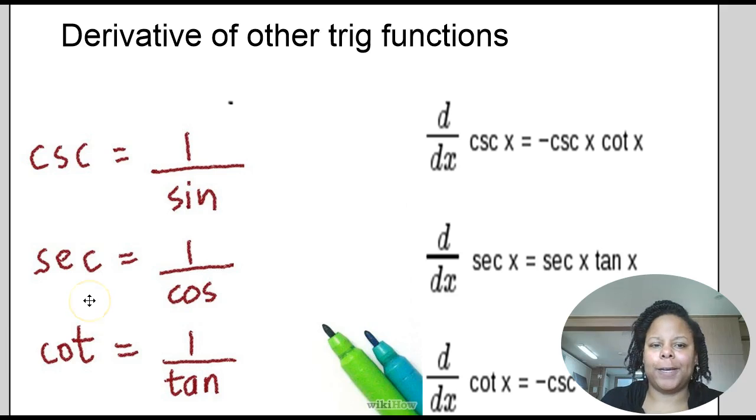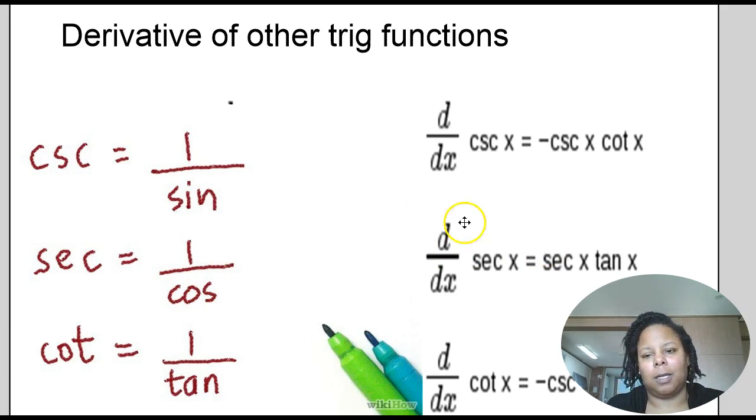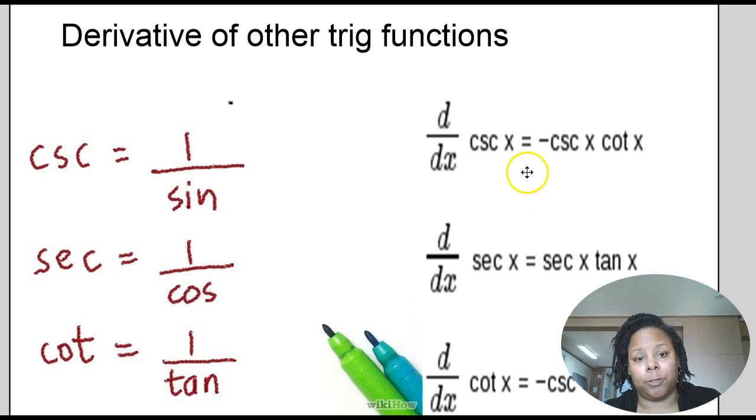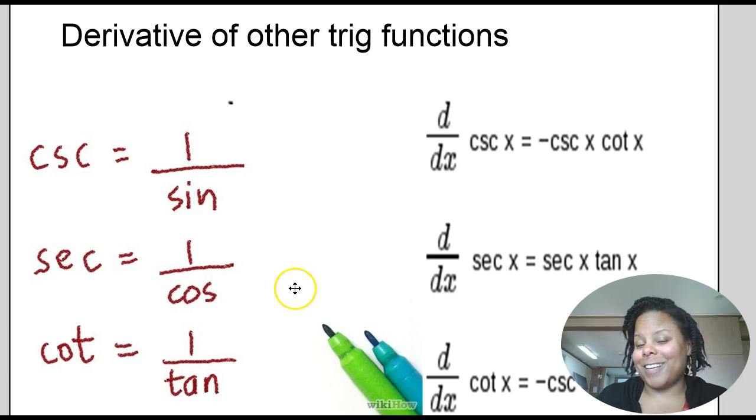And very quickly, for the derivative of the other trig functions, if we convert the other trig functions in terms of sine, cosine, and tangent, then we can use the quotient rule or the power rule, however you want to call it, and the chain rule to be able to come up with the corresponding derivative. So these are important to know. I suggest you memorize that so that you'll be at an advantage.